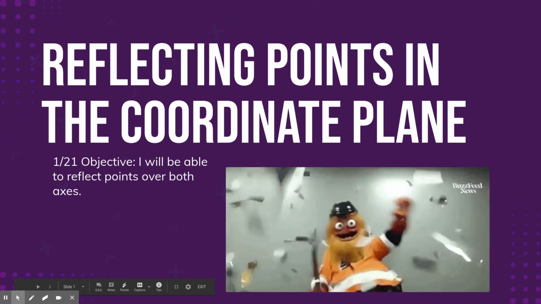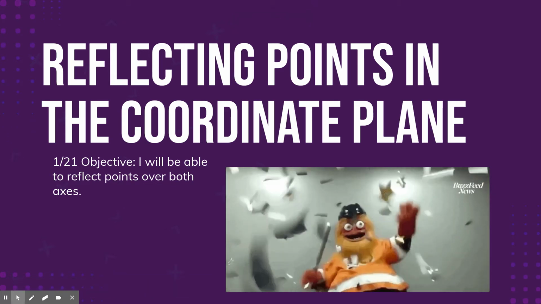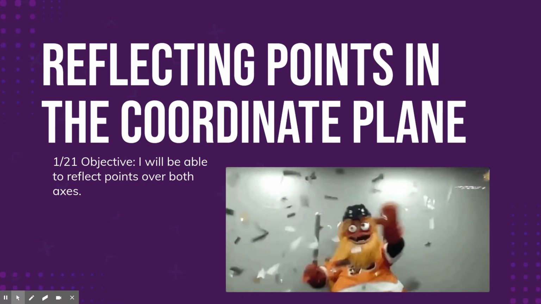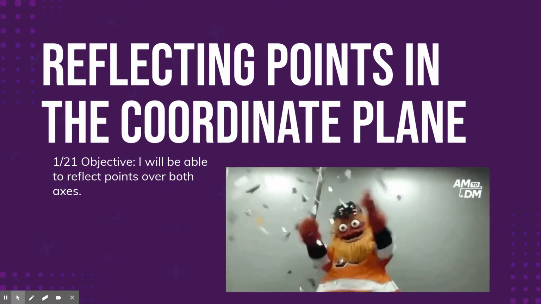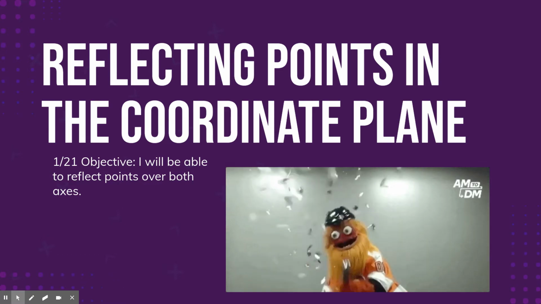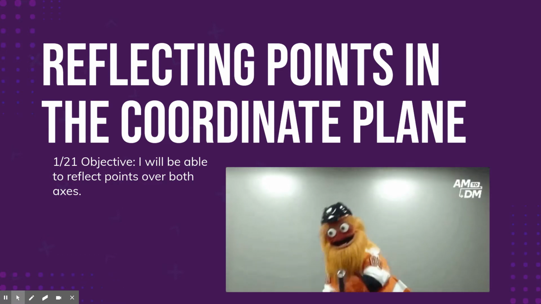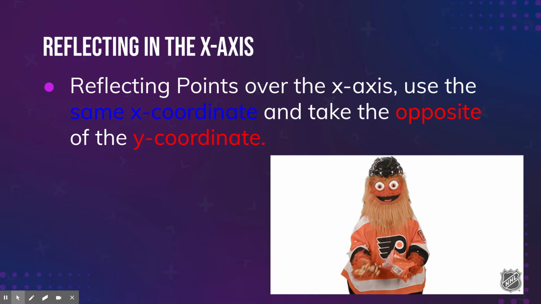All right, so today we're talking more about the coordinate plane, and we're going to dive into it a little bit more. So we've learned how to graph on the coordinate plane using the negative numbers. Now we're going to talk about reflecting points across and in the coordinate plane. So first thing we're going to talk about is reflecting in the x-axis.